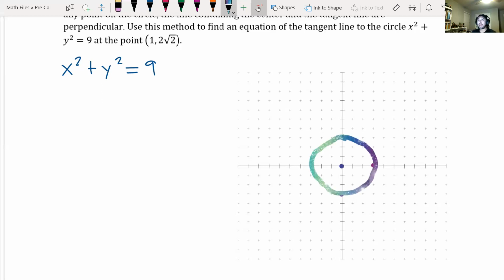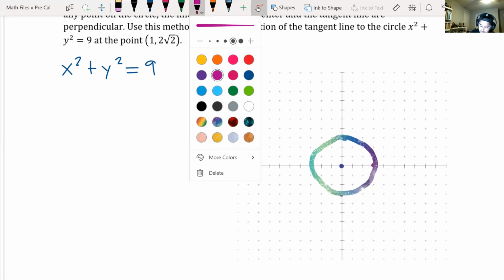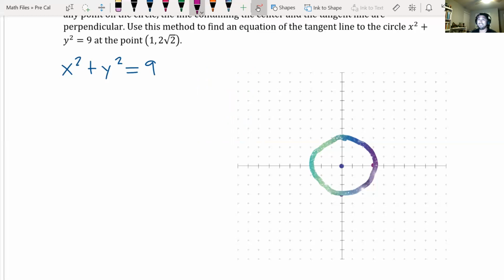Okay. And now let's go ahead and put this point on the circle. It doesn't have to be perfect, but where do you think 1, 2 square root of 2 is? Between 1 and 2. Go over 1 and then go all the way up. So probably right here on the circle. Yeah, why not? That's our point. Then it's perpendicular, so 2 square root of 2.